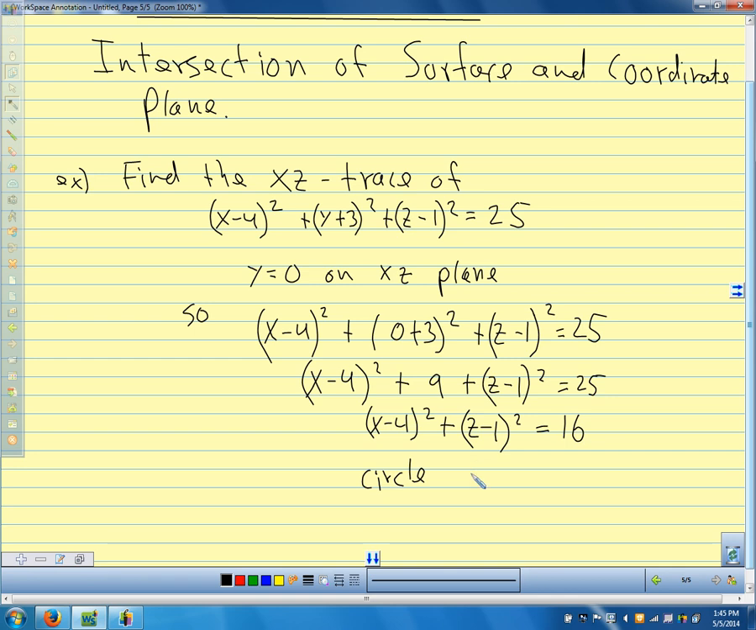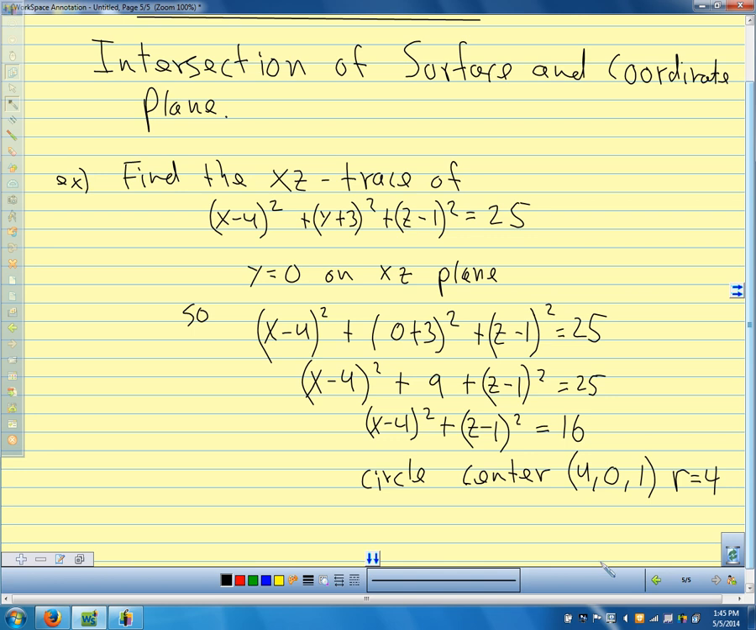The center of the circle in 3 dimensions is x is 4, y is 0 on the xz plane, and z is 1, and the radius is 4. So the sphere intersects the xz plane in this circle. All right, we good with that example?